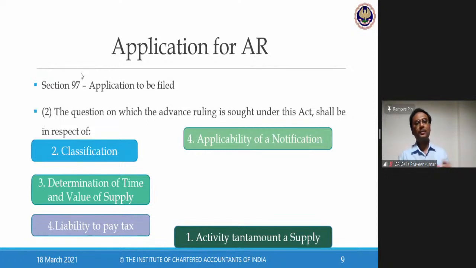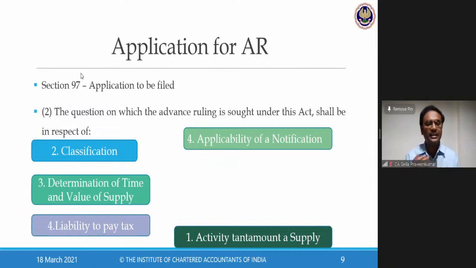Yes. So we've asked the question, is it a supply? If it is a supply, I've asked a question called classification. I also got an answer for that. The third question I've asked is, okay, you said that it is classified as supply of services, so how do I know my time of supply or value of supply? Even that has been answered.